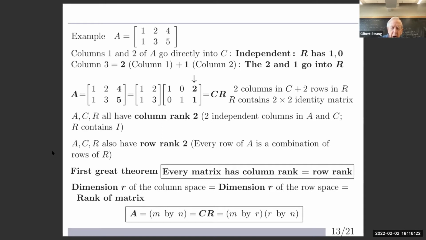And because of matrix multiplication, the number of columns in C equals the number of rows in R: 2 columns in C, 2 rows in R. C tells me all about the column space. The rows of R tell me about the row space. I had 2 columns in C and I had 2 rows in R, so those spaces have the same rank, the same dimension.